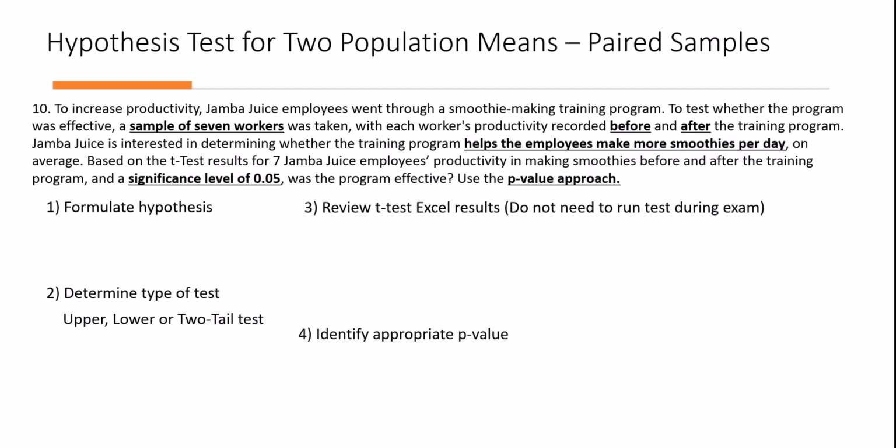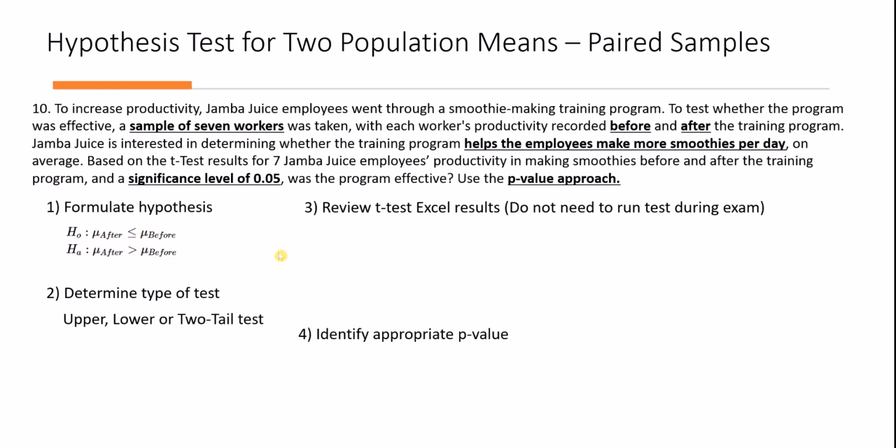Here in the problem, it told us that this time we're going to use the p-value approach. That's important because we want to refer to the correct values in the output. But first, let's formulate our hypotheses. We're looking for the verbiage in the story, and we want to know if the training program is helping the employees make more smoothies in the day. So is the population mean after the training program greater than the mean before? And the null hypothesis is that it's less than or equal to before. So there's no improvement, or it got worse.